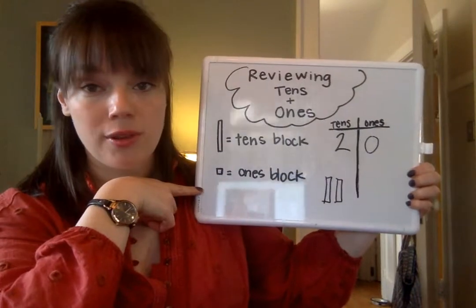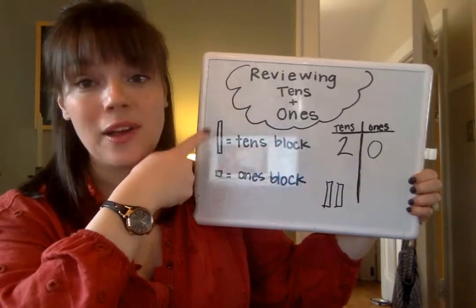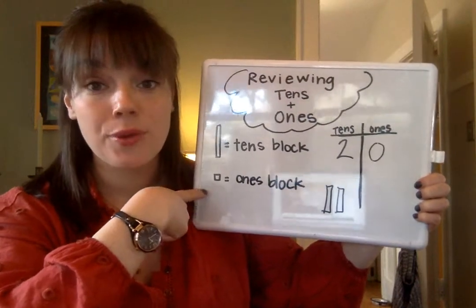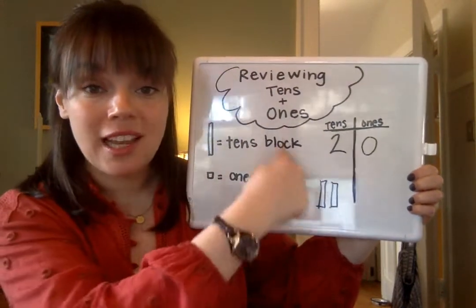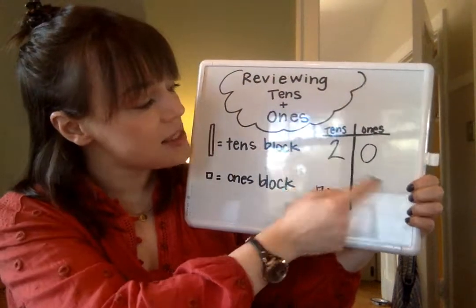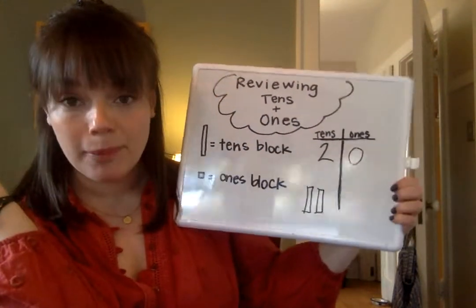So again, just to review what we've got here, we have a tens block, which stands for 10, a ones block, which stands for 1, and then we have a place value chart that we can use to help us figure out how many tens and how many ones are in a number.